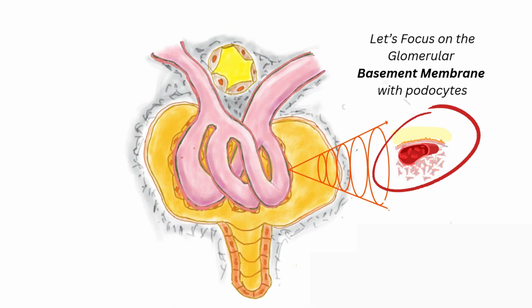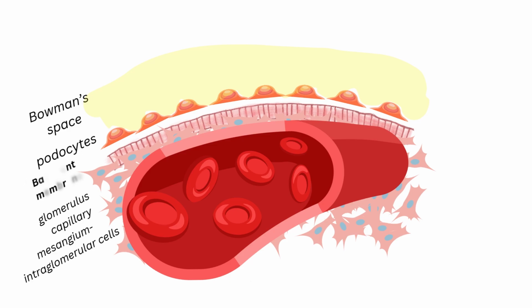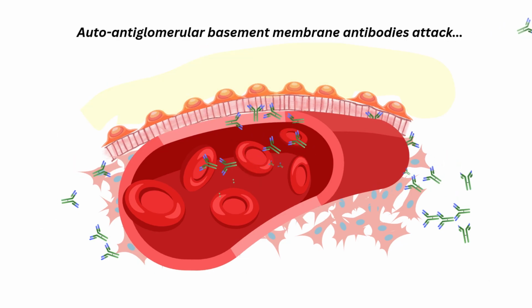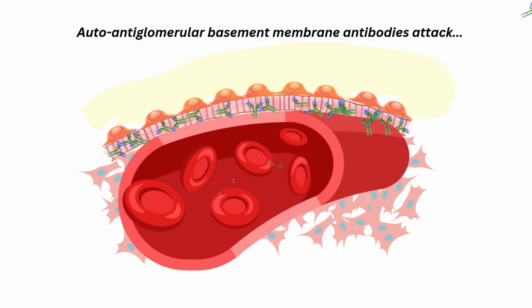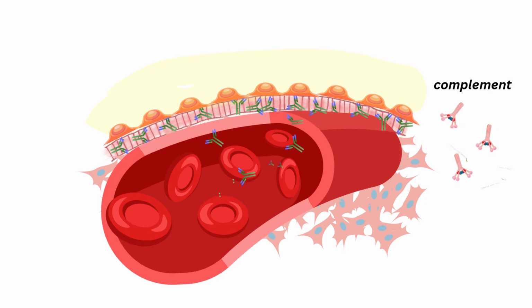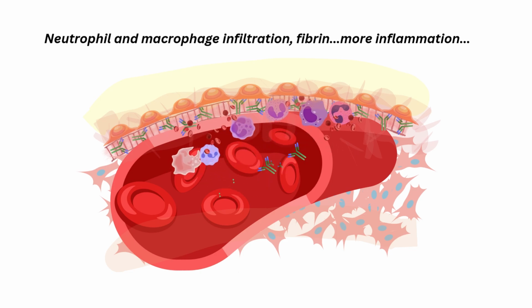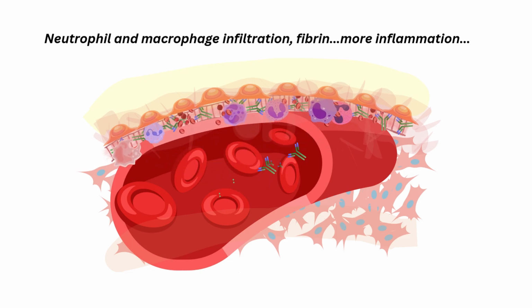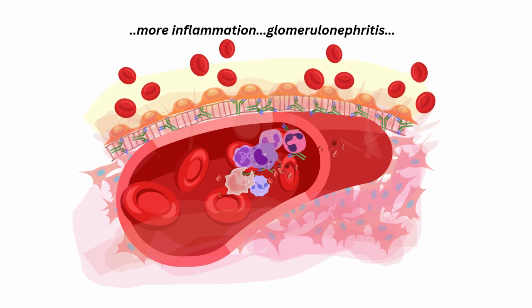Let's look closer at the Bowman's capsule of the nephron at the glomerular basement membrane of the arterioles with podocytes. In Goodpasture syndrome, autoantibodies attack the basement membrane, attracting complement fixation, and the complement cascade, neutrophil infiltration, inflammation, and pus formation follows.